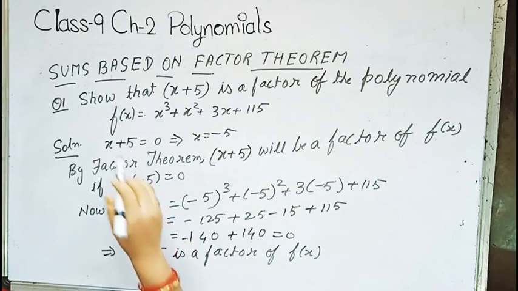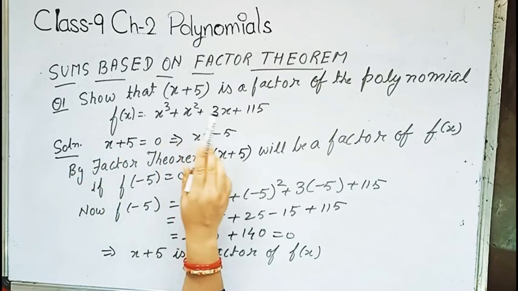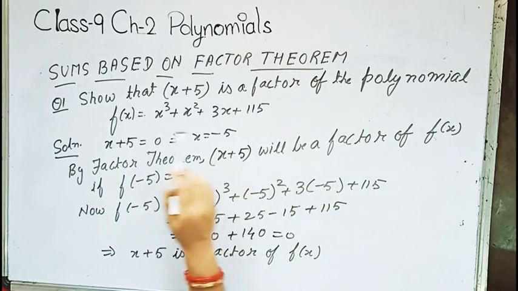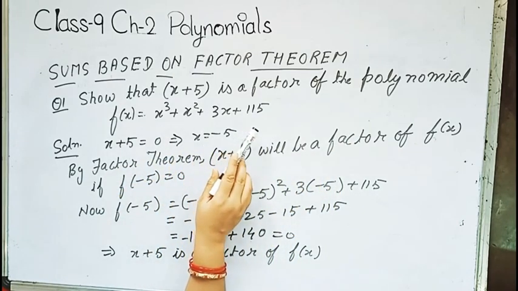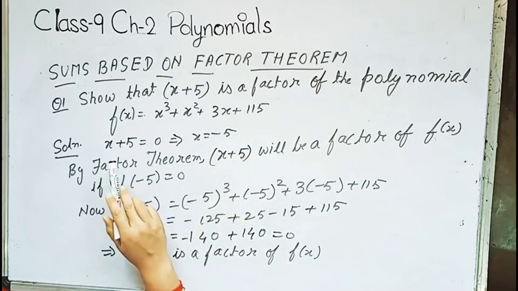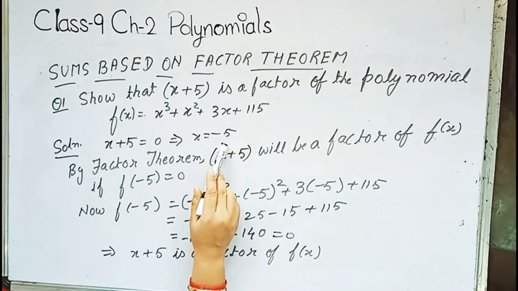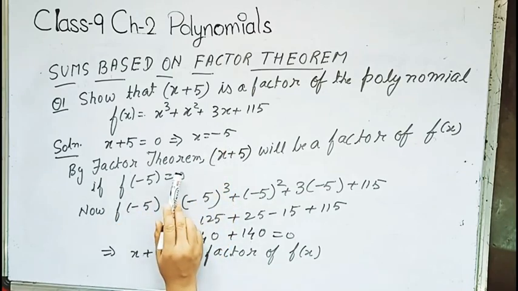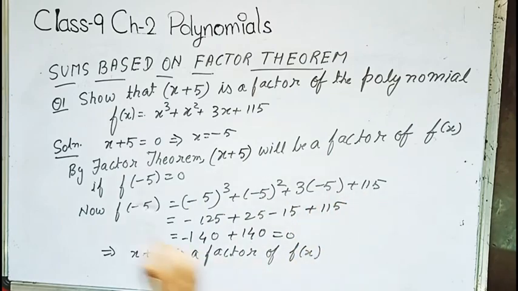The question of the first type: show that x + 5 is a factor of the polynomial f(x) = x³ + x² + 3x + 115. Now, x + 5 = 0 implies x = -5. Therefore, by the factor theorem, x + 5 will be a factor of f(x) if the remainder, that is f(-5), equals 0.